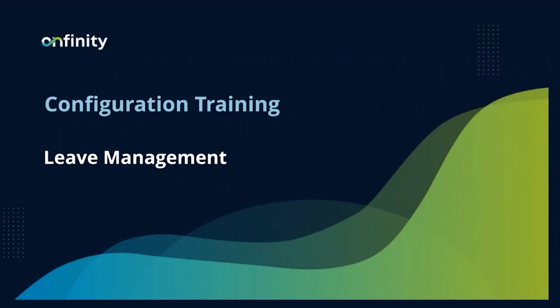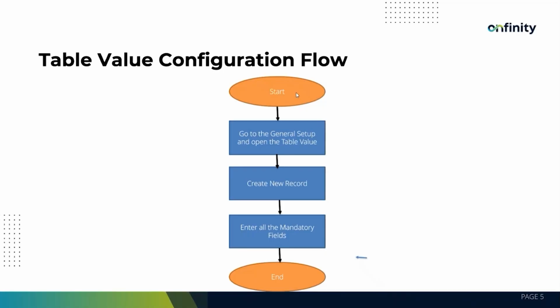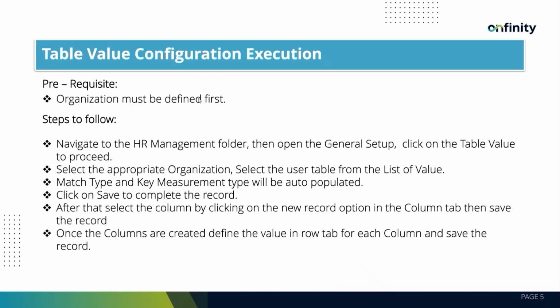We will begin by understanding the process flow. The user starts by accessing the table value screen, where a new record is created. All required fields must be completed. Once the information is entered, the record must be saved. This completes the setup. Before proceeding, ensure that the organization is defined.